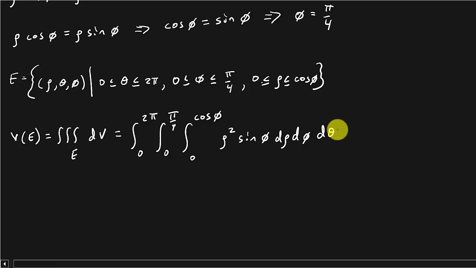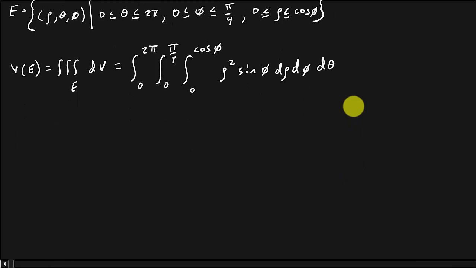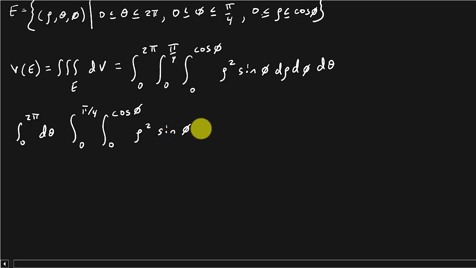All right, so there it is set up. Now all we have to do is just integrate this thing. So can we split it up? Well, we can't split it up into 3 like we did earlier. We can split it up: 0 to 2 pi d theta, times 0 to pi over 4, 0 to cosine phi. We got the cosine phi there, so we can't split that up. And that's going to be rho squared sine phi d rho d phi.